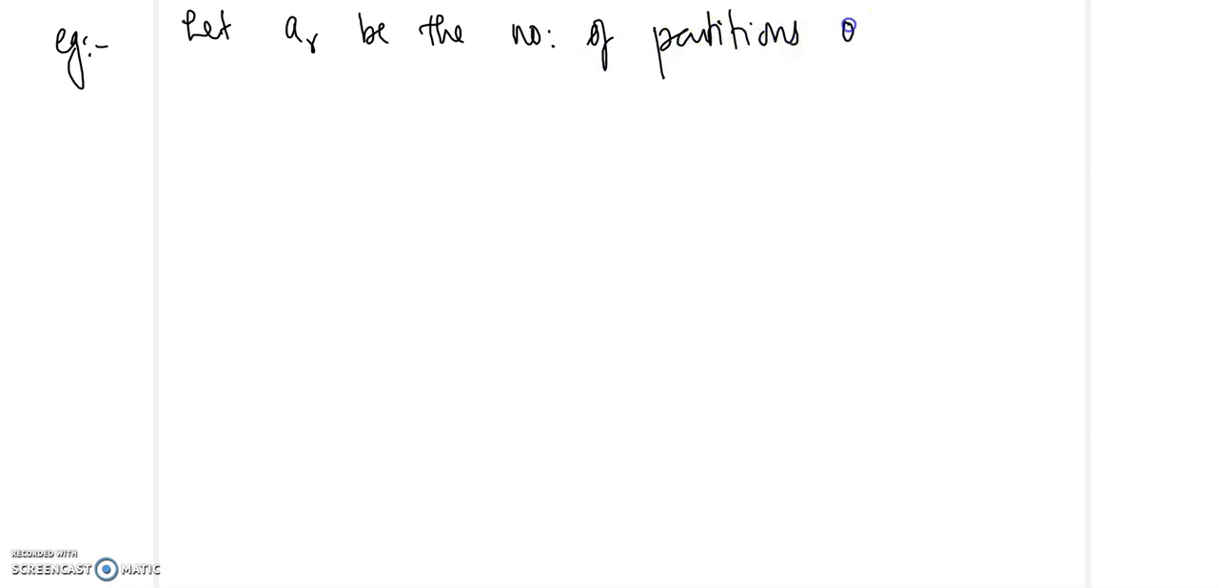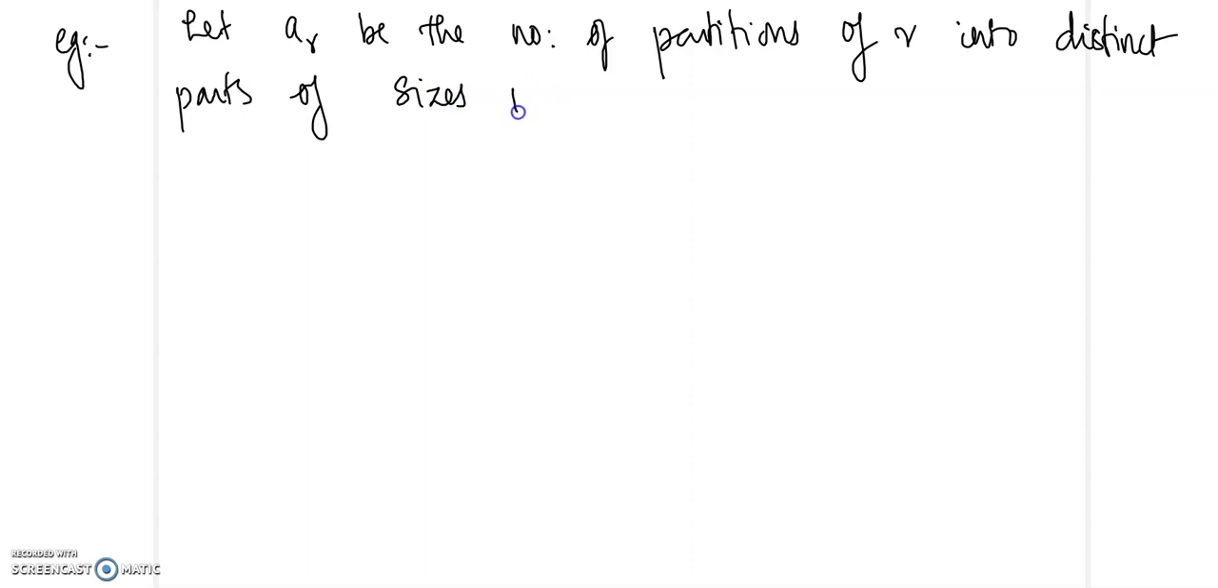So let us look at another example. Let AR be the number of partitions of R into distinct parts of sizes 1, 2, 3 or 4. Now let us look at the generating function. Here it says we have to partition R into distinct parts of size 1, 2, 3 or 4.